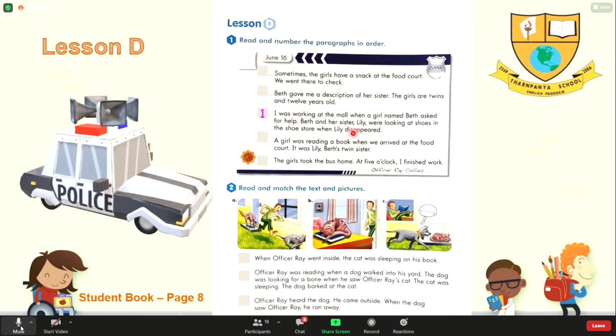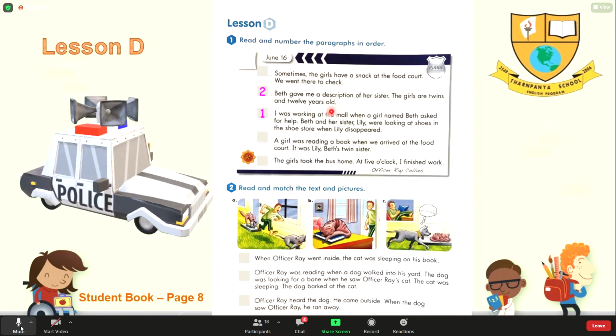One. Which one? Paragraph two. Number 2 now. Paragraph two. Okay, 2 is number 2. Beth gave me a description of her sister. The girls are twins and 12 years old.